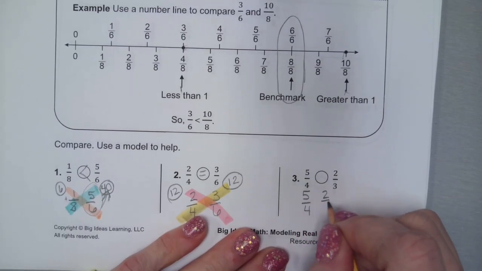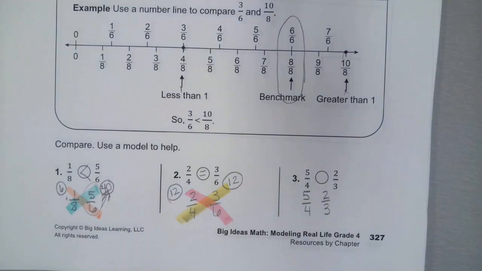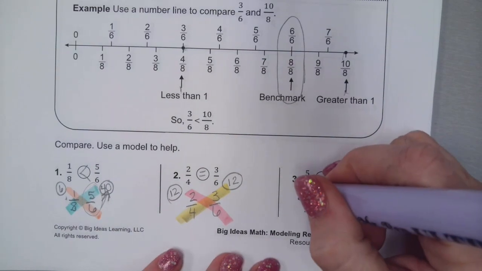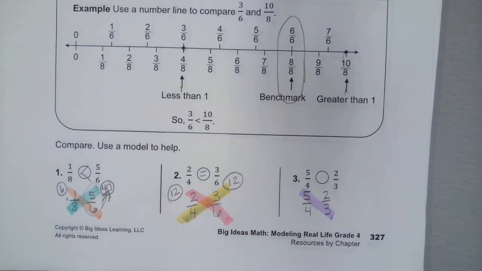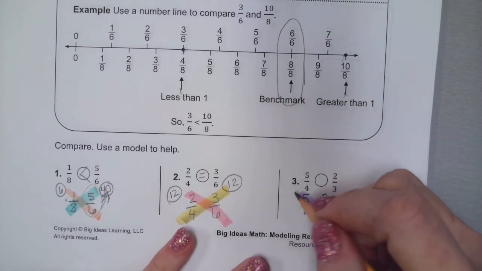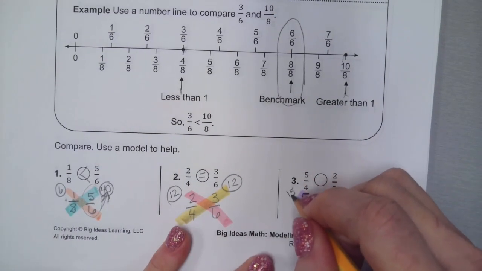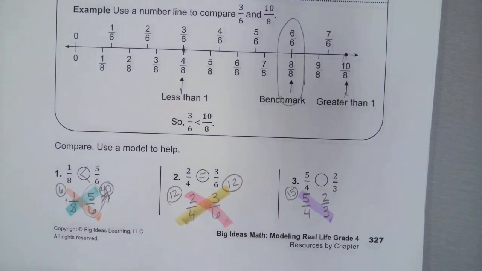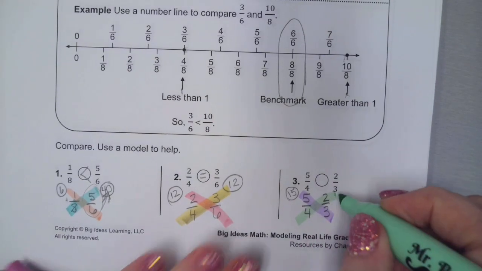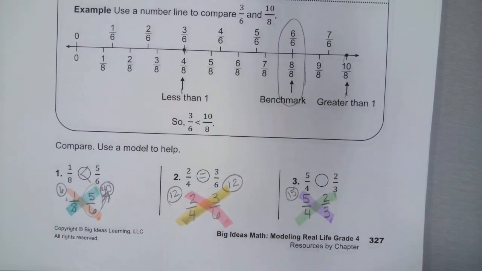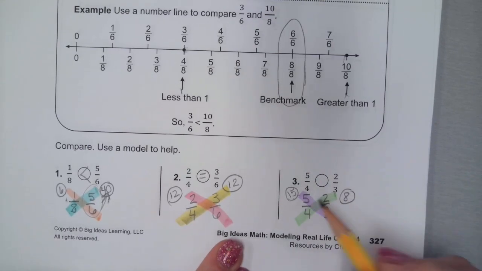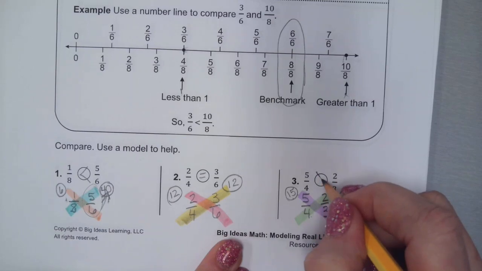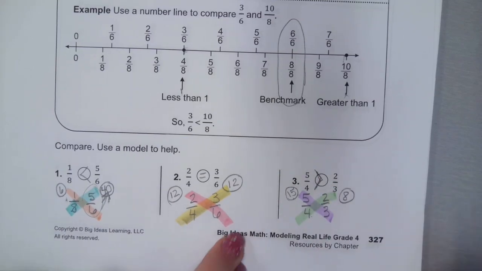Yes, ma'am. So I have 5 over 4 and 2/3. 5 times 3 is 15. And 4 times 2 is 8. So which one's bigger? 15. So 5 over 4 is greater than 2 over 3.